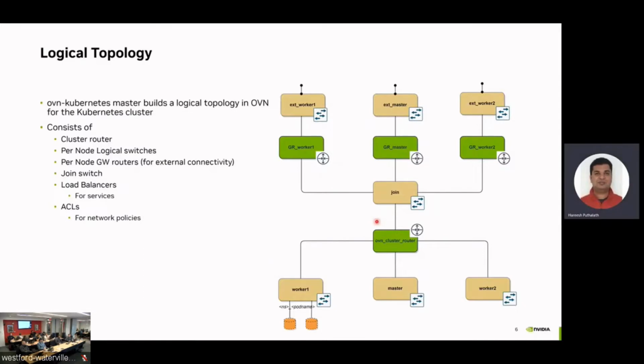At the root of this topology is a cluster-wide distributed router. A logical switch is created for each Kubernetes node and connected to this router. When ports are created, depending on where they are scheduled, logical switch ports are created on the corresponding logical switch, and the port interfaces are attached there. A management port is also created on each switch.